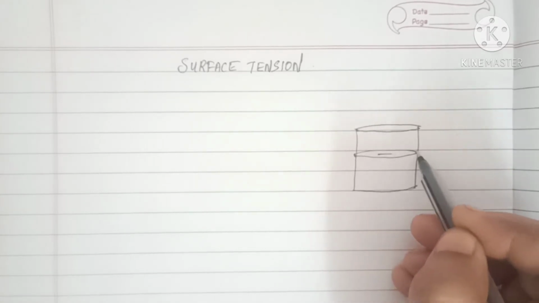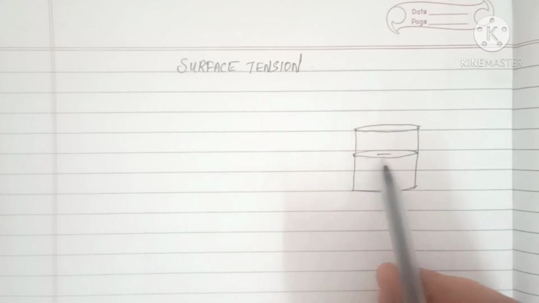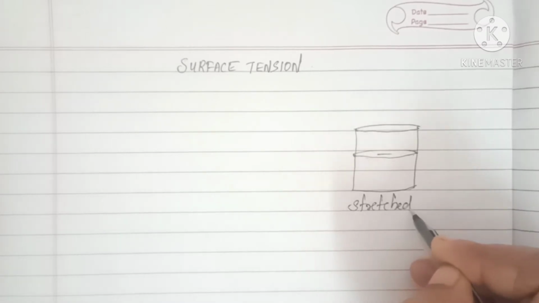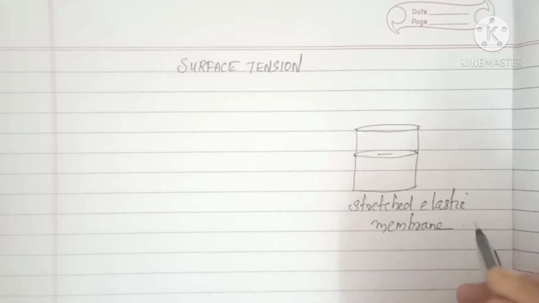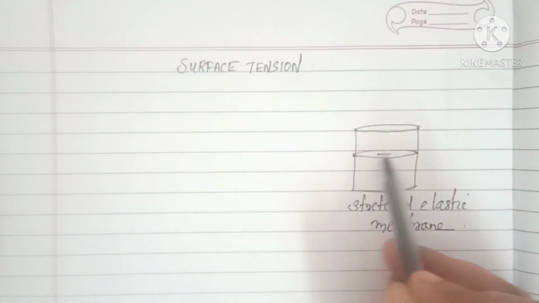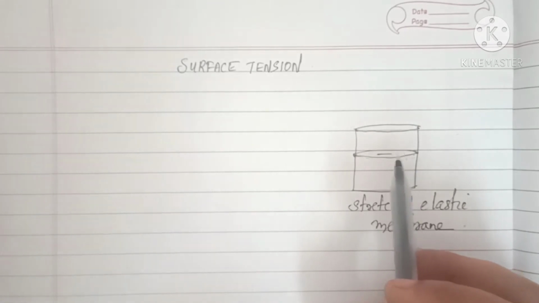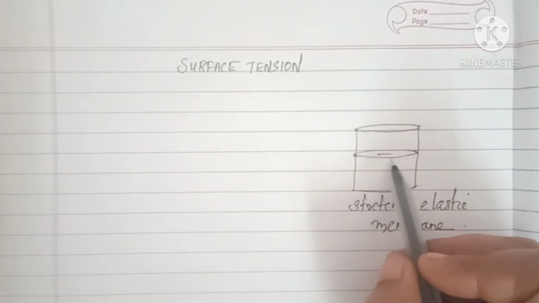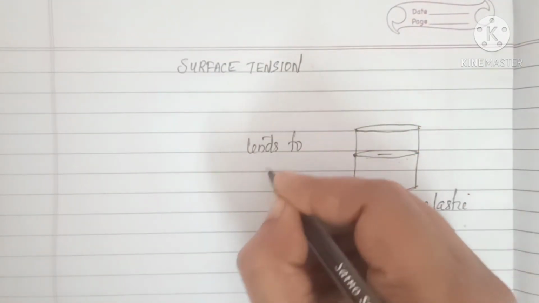So why is this so? This is because the water surface will act like a stretched elastic membrane and supports the needle. Understand? That means the liquid on the surface of the water always tends to occupy a minimum surface area and it will behave like a stretched membrane. Understood? That is, it behaves like an elastic membrane which tends to occupy a minimum surface area.